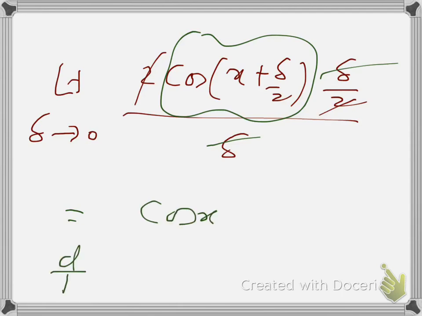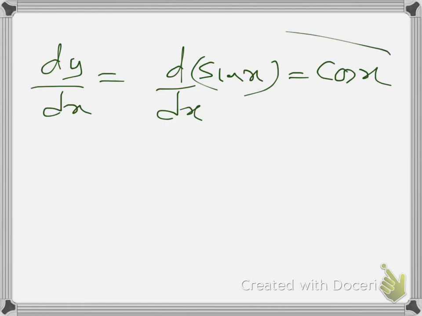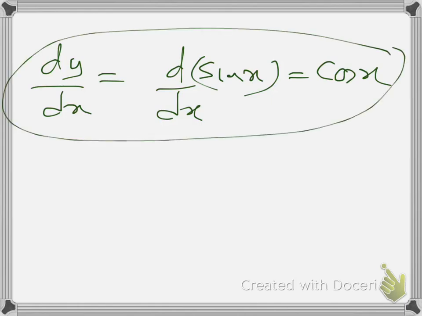So the derivative dy by dx, if y is sin x, dy by dx will be cos x. You can also write like this, d by dx of what is y? Sin x. Instead of y, you can write d by dx of sin x is cos x. You can write like this also.